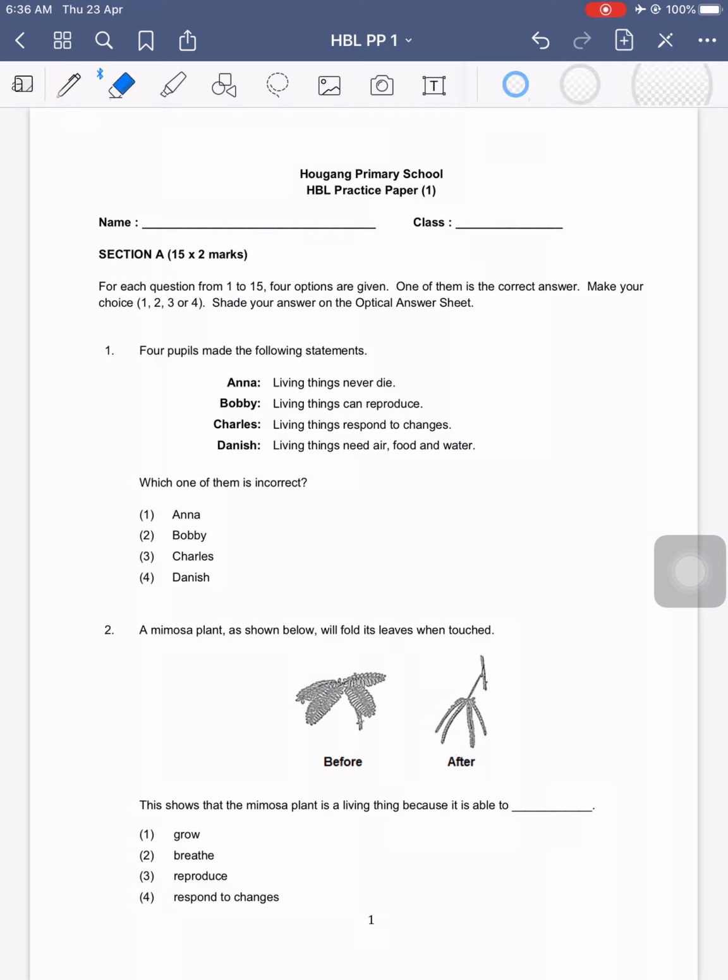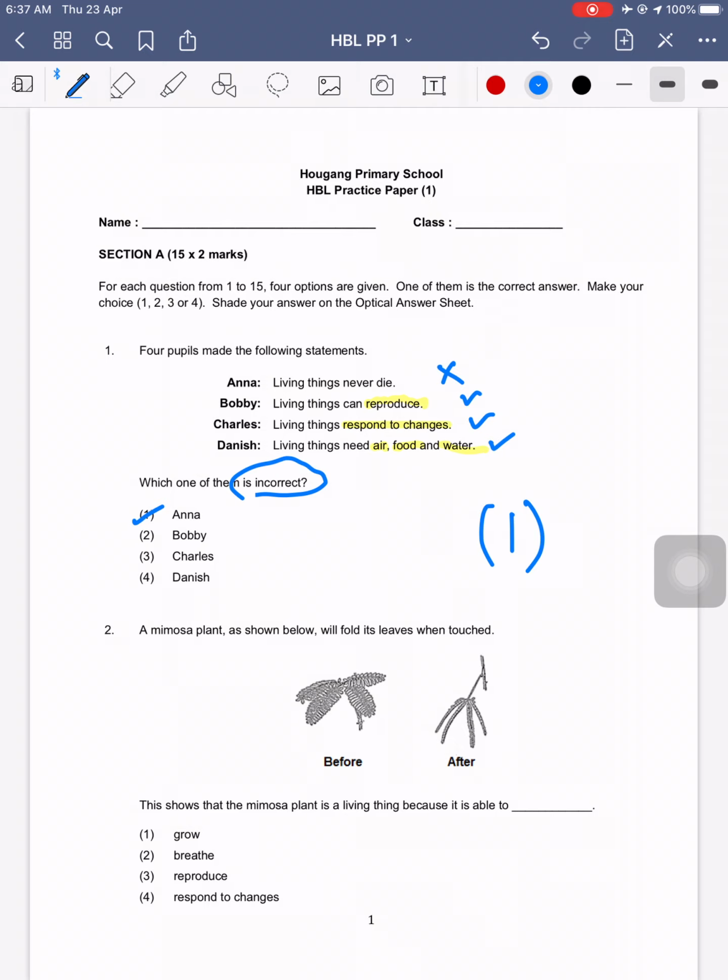Right, so here for Bobby, I see that he mentioned that living things can reproduce. All right, and Charles said that living things respond to changes. Danish said that living things need air, food, and water. Now, these three are the characteristics of living things, so these are correct. Now, for never die, this is false. It is incorrect. So the statement that's incorrect will be number 1.